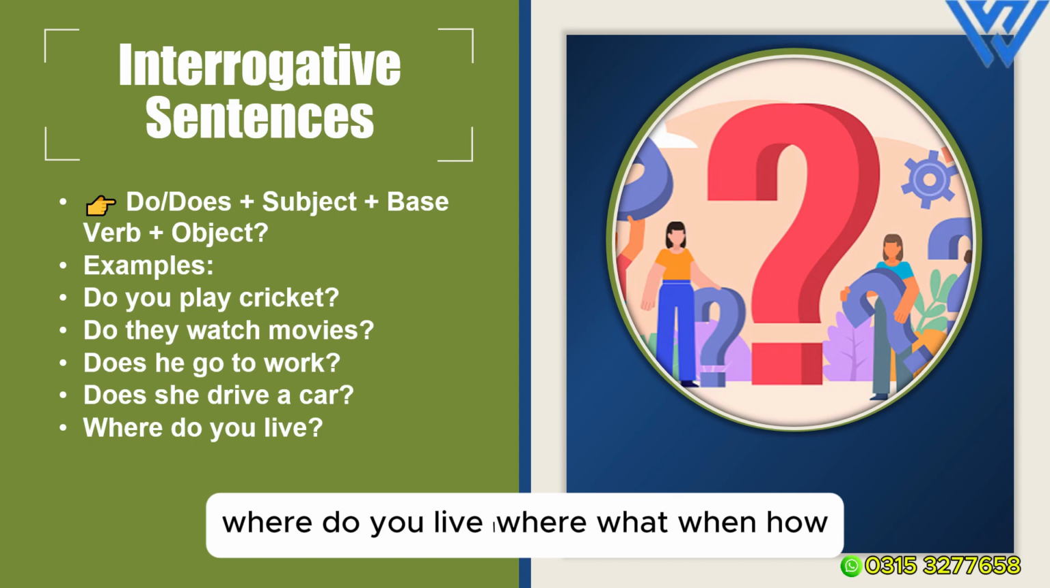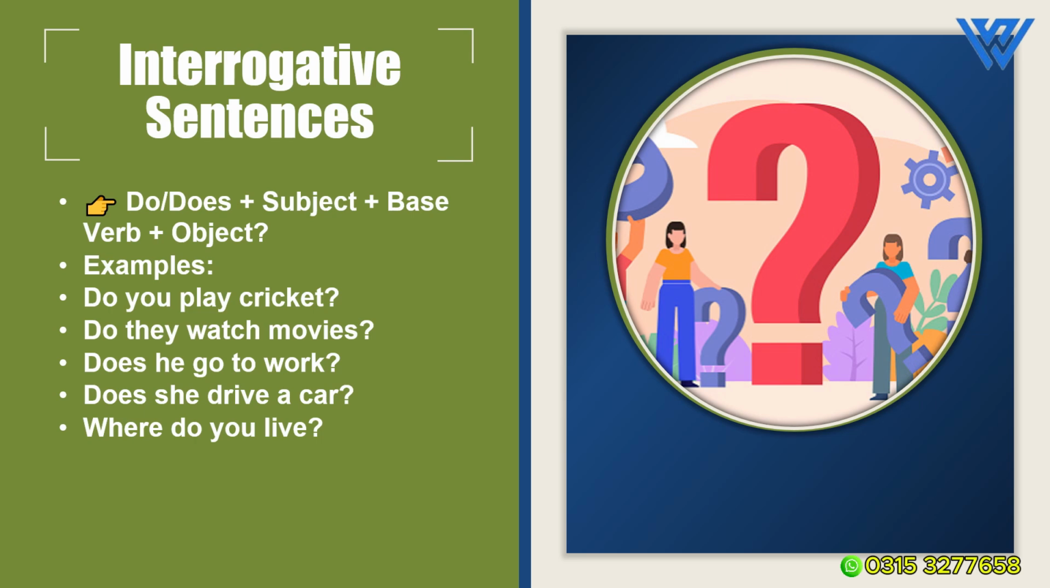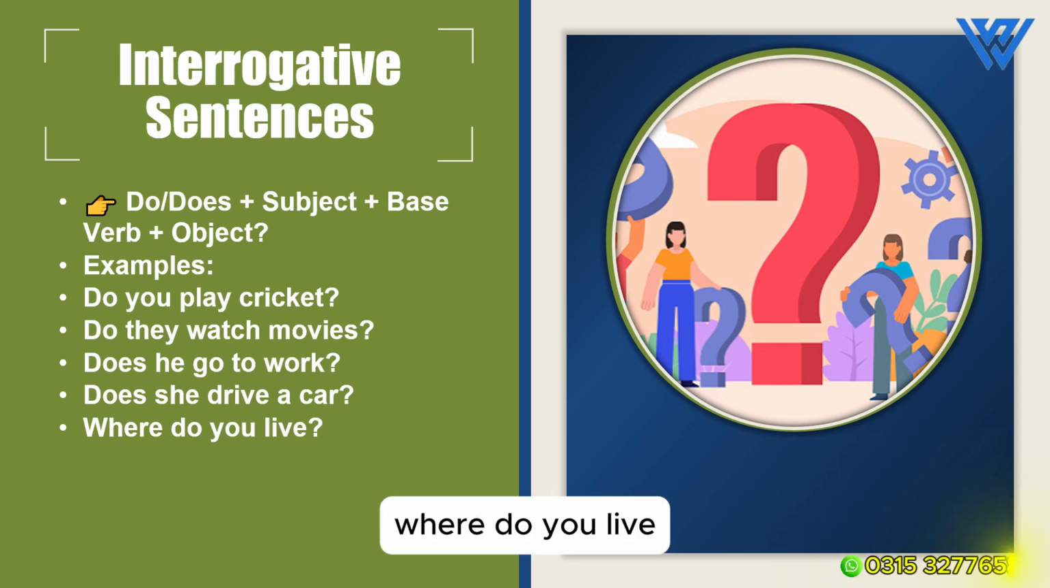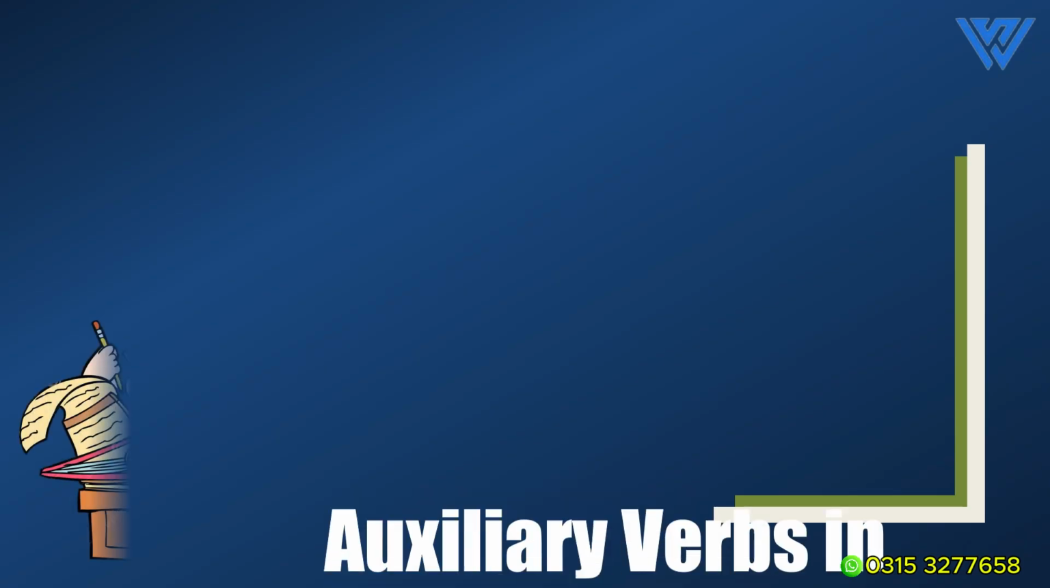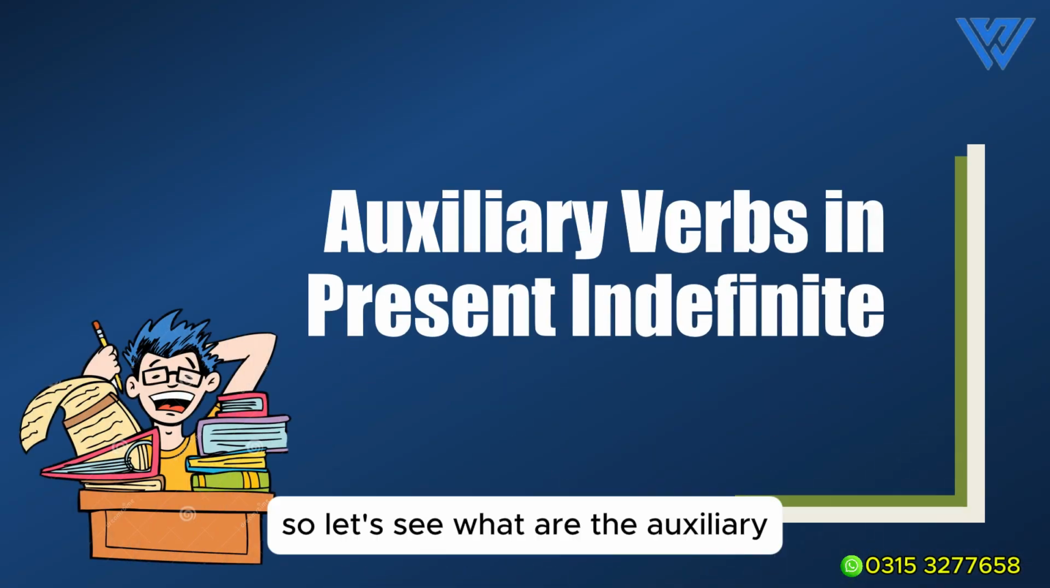Where do you live? अच्छा, अब अगर where, what, when, how होगा तो वो सेंटेंस के स्टार्ट में आ जाएगा. For example, where do you live? And what does she want? चाहती क्या है वो? So let's see what are the auxiliary verbs in present indefinite tense.